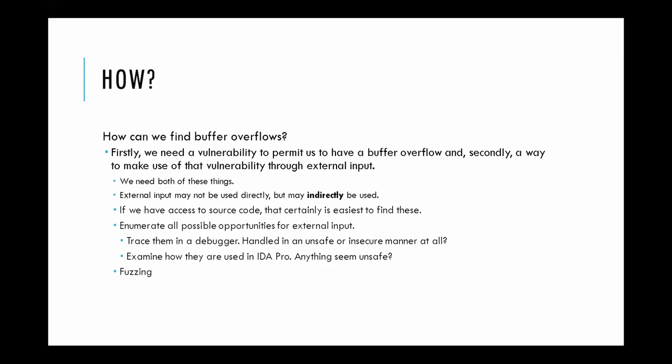Enumerating all the possibilities for external input, and then checking to see again if it's handled safely, tracing it in IDA Pro, tracing it in a debugger. If there's any type of thing that's not secure, then that's an invitation for us to maybe make use of it. If we find a vulnerable function and we find a vulnerability inside a program, whether it's through IDA Pro or through source code, if we can't reach it with our input, if we can't influence it, then it does not help us. It is of no value to us. So being able to reach it is very critical.